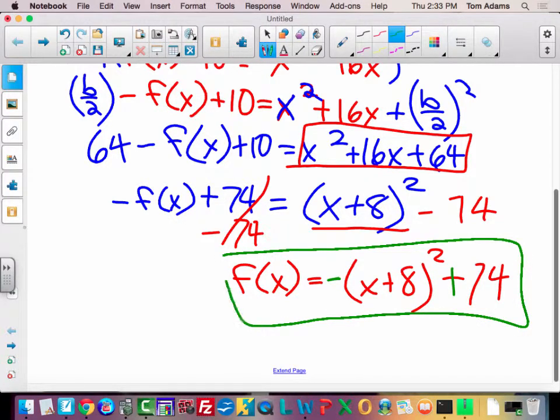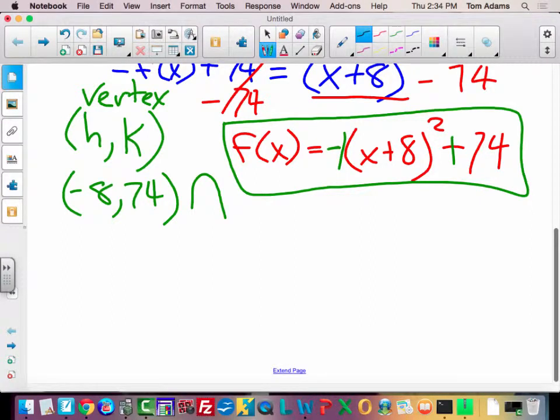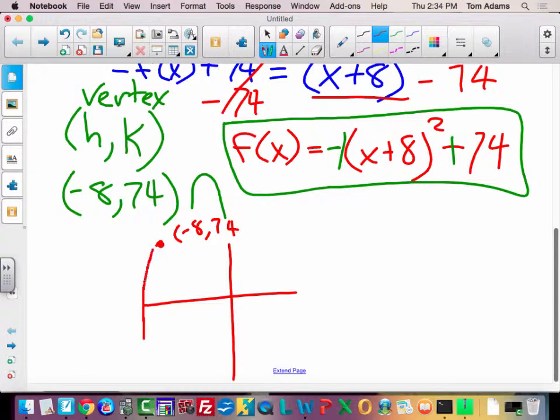Now it says compare it to the graph and see if you're right. Well, first of all, what does that mean? That means that h comma k, which is the vertex, is going to occur at negative 8 comma 74. This negative 1 in front means that the parabola is going to open down. So if I graph it, at the point negative 8, comma 74, I'm going to have a parabola that goes down like that. Does that make sense?